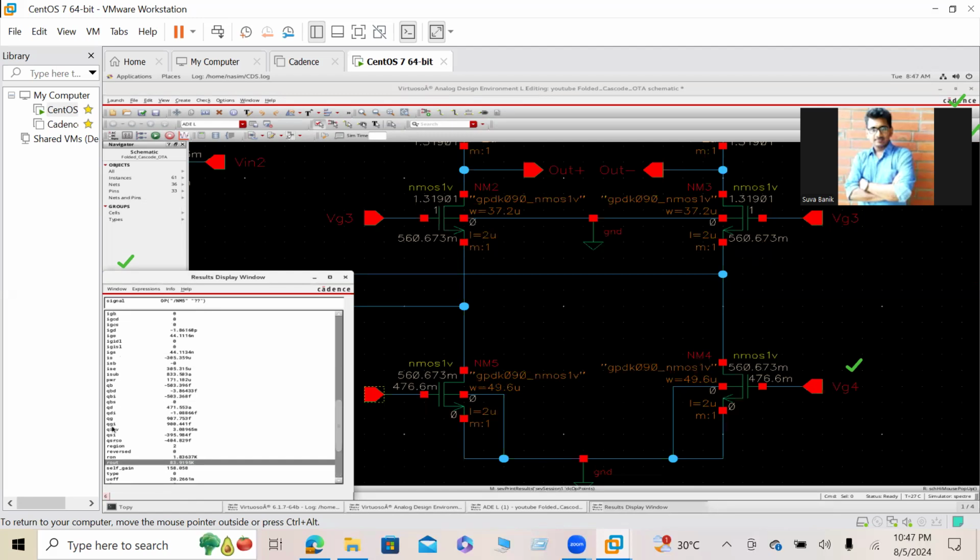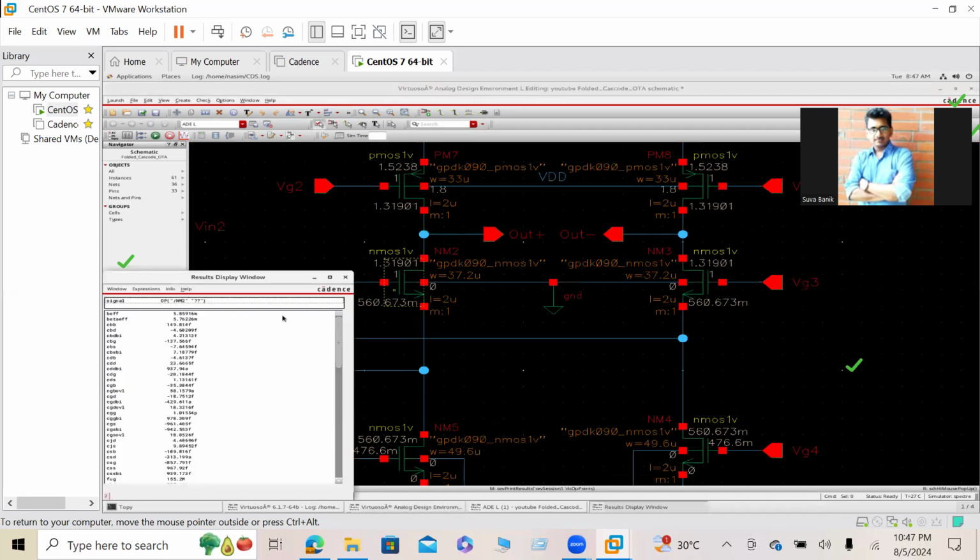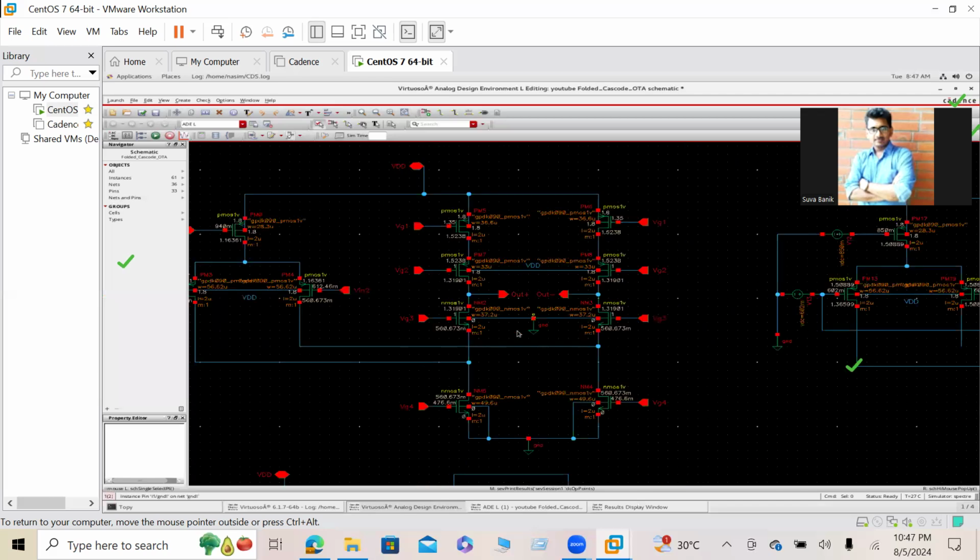And if you need GM, let's say we need GM of this transistor, NM2, right? So just select this and you will find the GM of this transistor from here, and you can calculate it by your hand calculation. Okay, so now let's check.